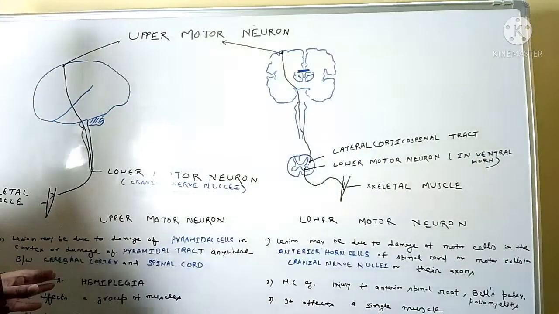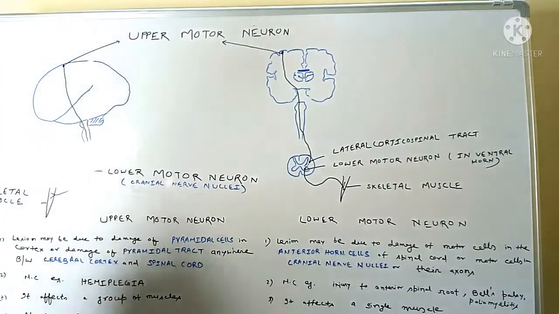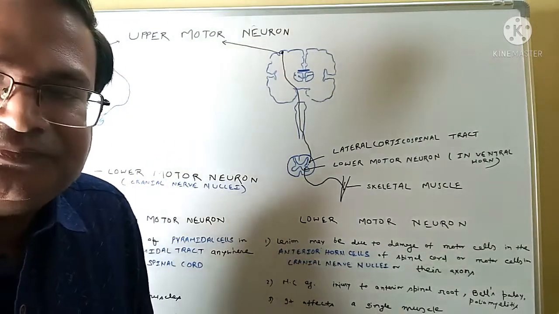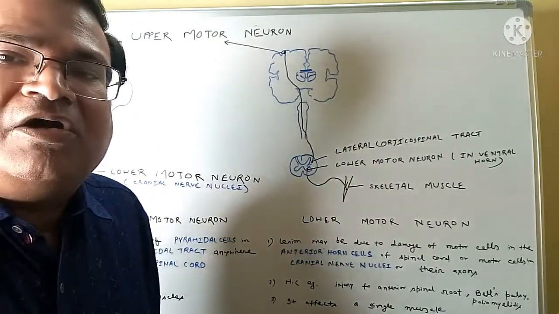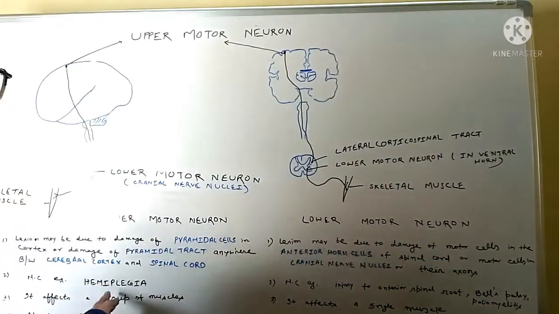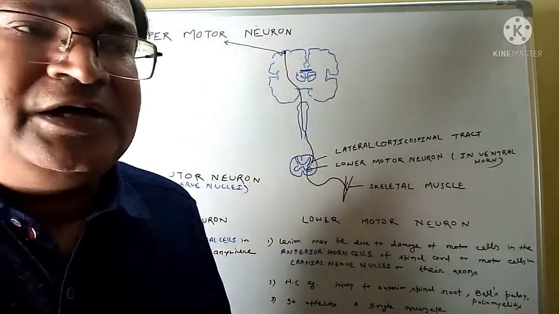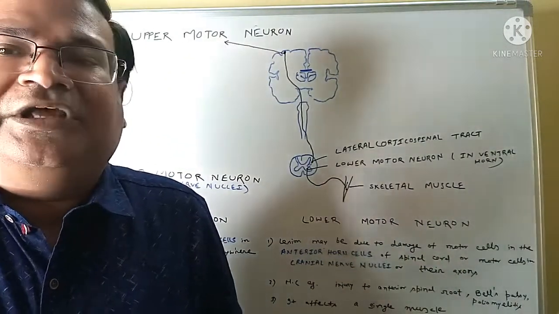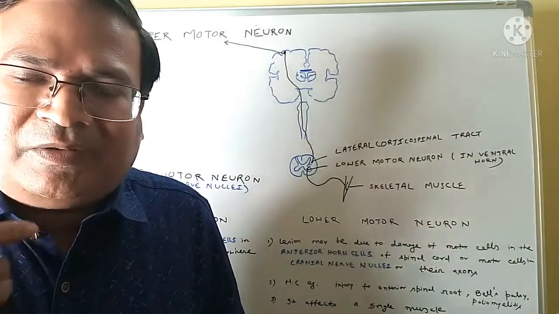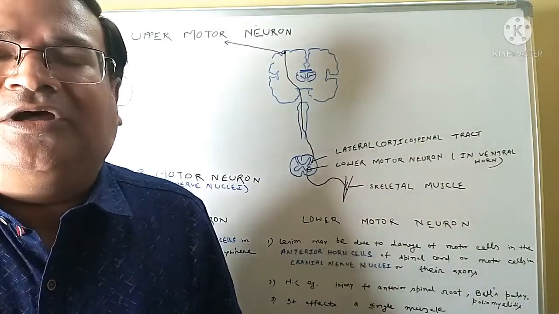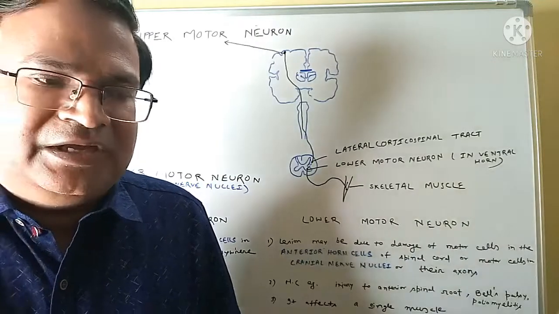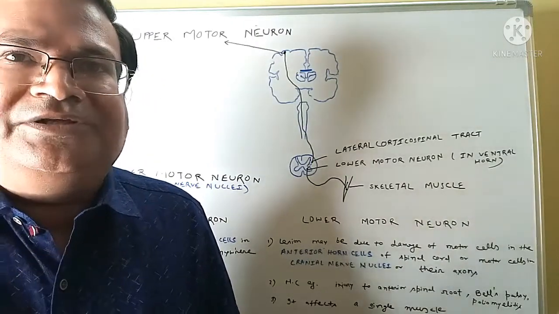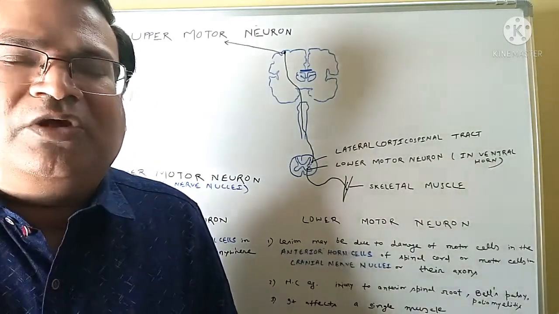The most common example of the upper motor neuron lesion is hemiplegia. What is hemiplegia? There will be paralysis of one side of the upper limb and the lower limb. That is hemiplegia. Some other terms are quadriplegia. All the upper limbs and the lower limbs are paralyzed.